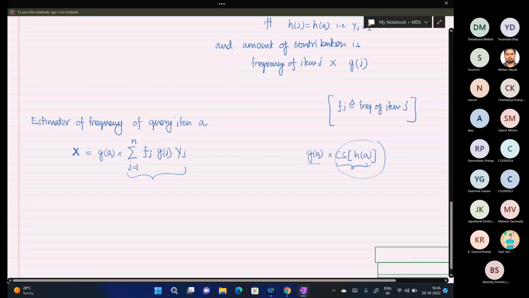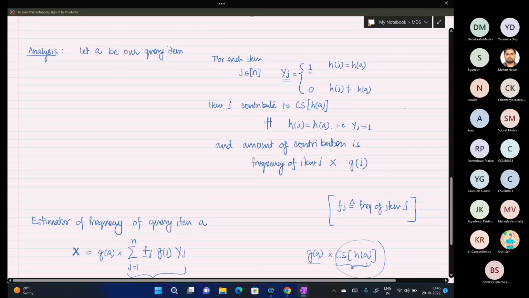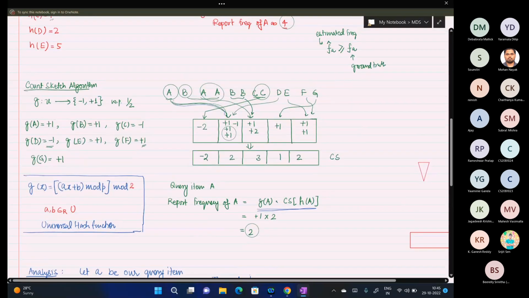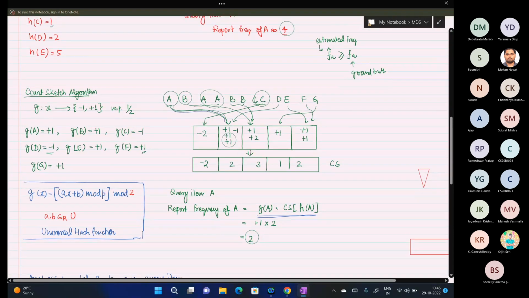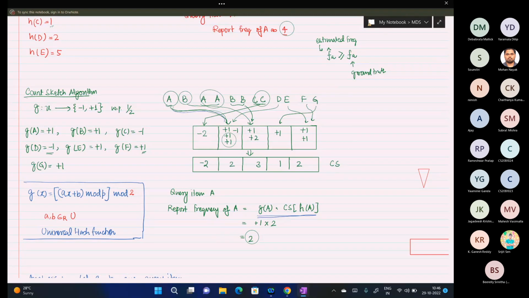Sir, here if you have to report the frequency of D, then it will be negative, right? And D is negative, why is it negative? What is H of D? No, yeah, so D will be negative, right? You are right. So in this case, it will be negative.